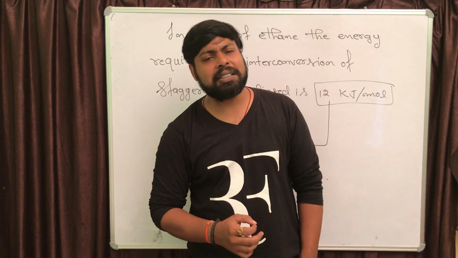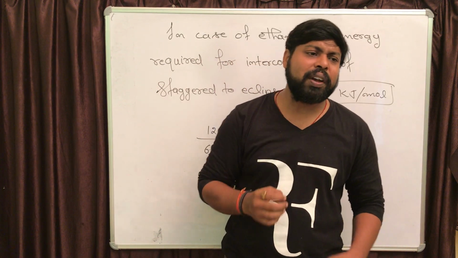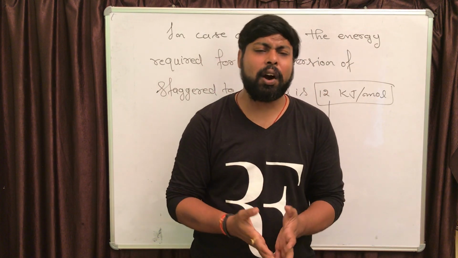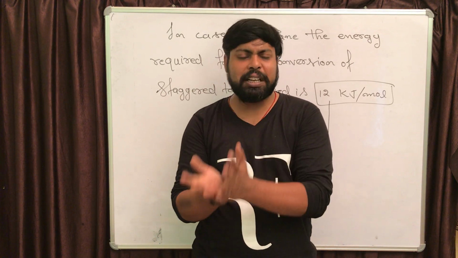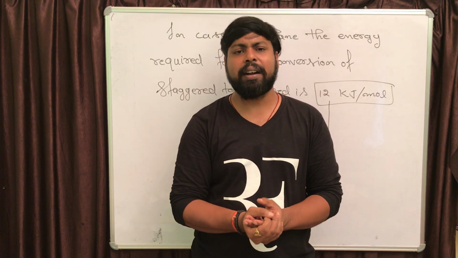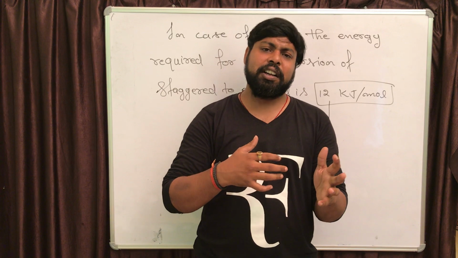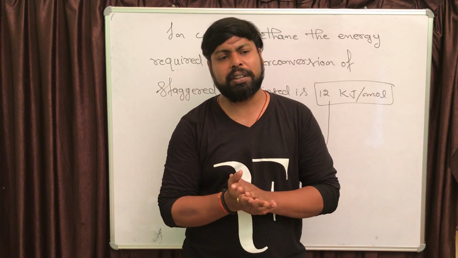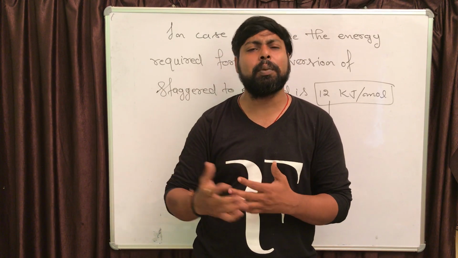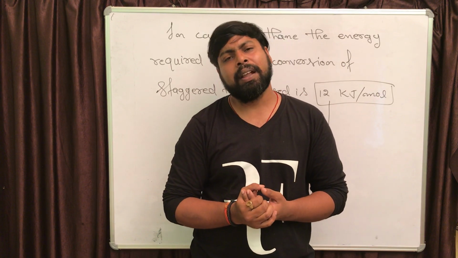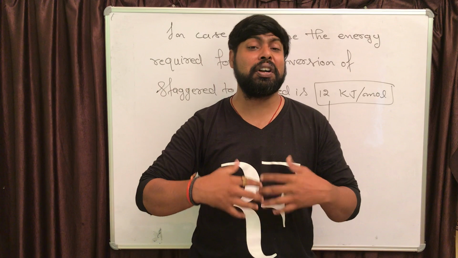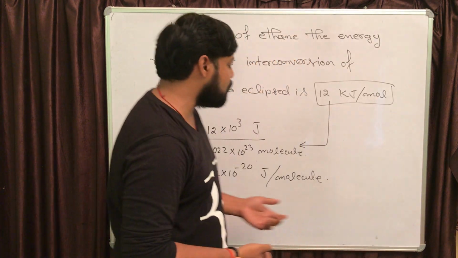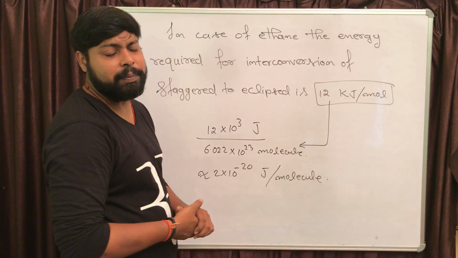And in the practical scene, what is happening? If you somehow get a staggered structure and place it in a container, the molecule has its zigzag, random motion, so the molecule may collide with another molecule or with the wall of the container. And the practical fact is that if a collision takes place, the energy produced during the collision is more than 2 into 10 raised minus 20.